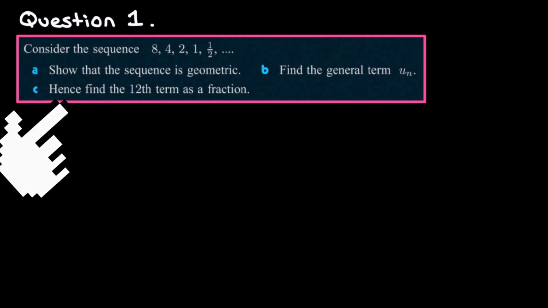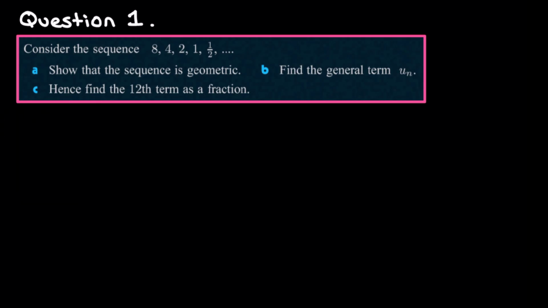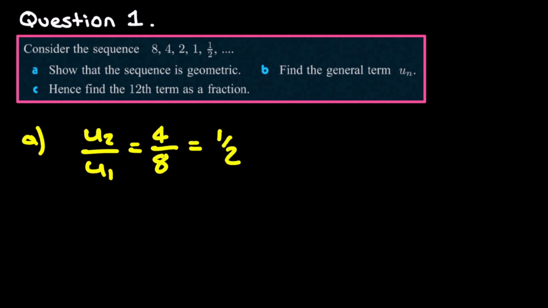Okay, on to question 1. Consider the sequence 8, 4, 2, 1.5 and show that the sequence is geometric. Right, so we just need to prove this then. We need to show that u2 divided by u1 is equal to 4 over 8, which is a half. Now that should be true for all consecutive terms of the sequence. So let's go ahead and do it for the next two. So u3 divided by u2 would be equal to 2 over 4, which is also a half.